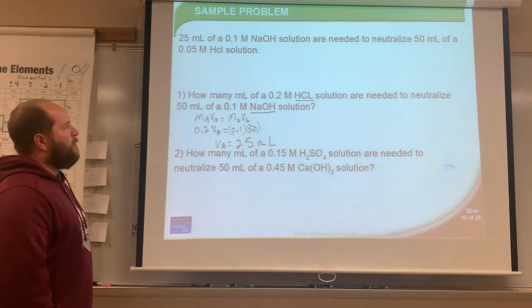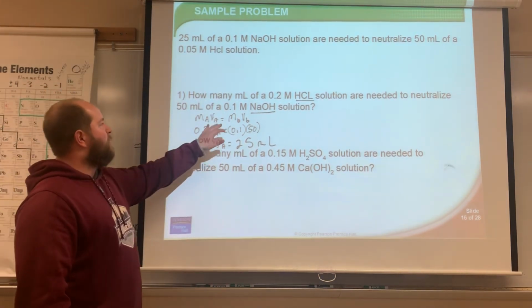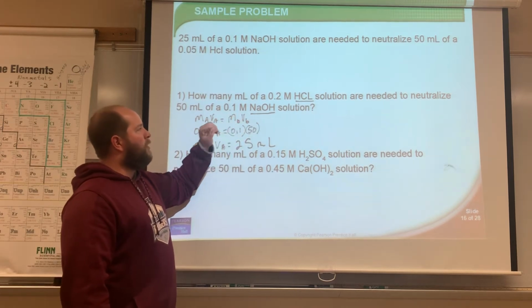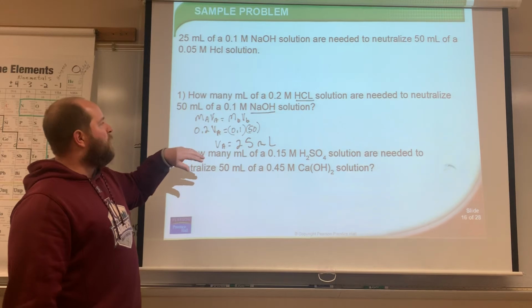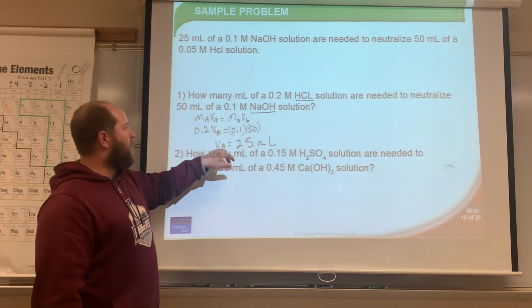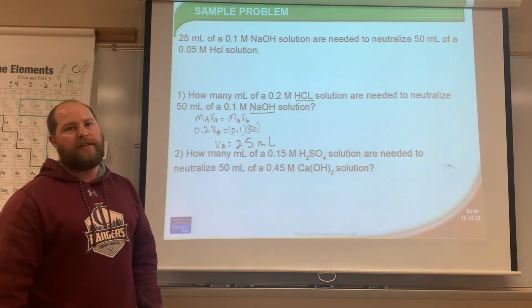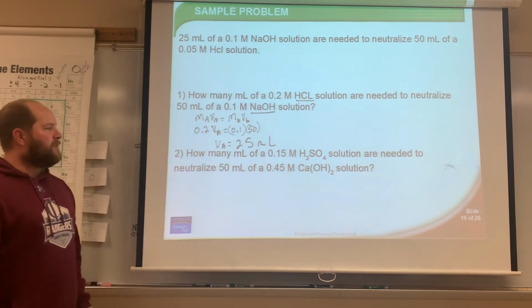That number makes a lot more sense because the strength of the base is 0.1, the acid is 0.2, so it's a little bit stronger. So you're going to need less of the acid to neutralize the 50 milliliters here. So that does make sense to me.